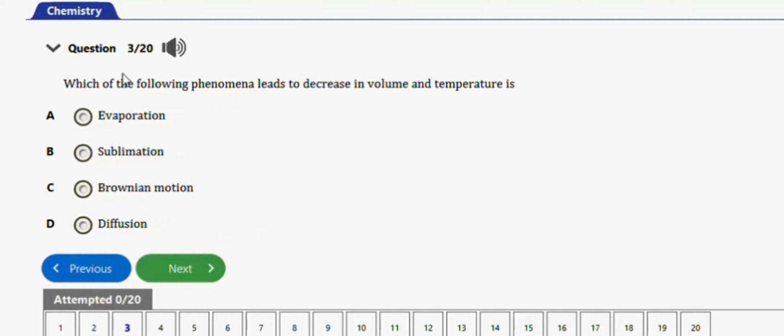It says, which of the following phenomena leads to decrease in volume and temperature? We have evaporation, sublimation, Brownian motion, diffusion. So guys, the right option for this question is option A, which is evaporation. Alright, take note of this question. The next question will be this one.